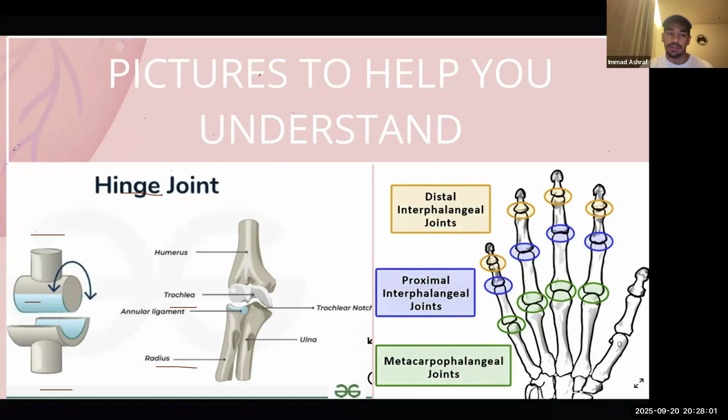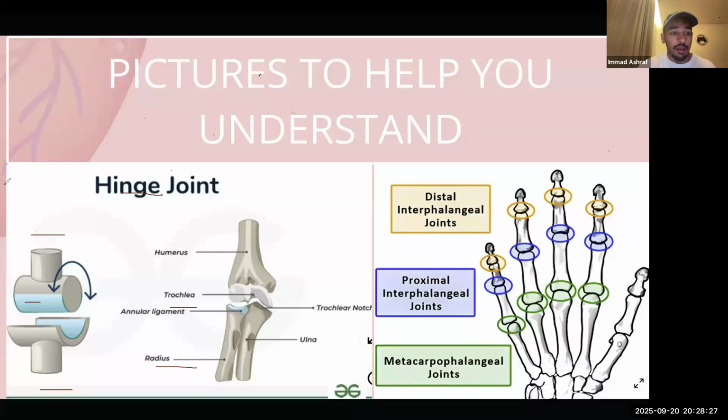So this is a hinge joint. Can someone give me an example of a hinge joint in the comments? Elbow. Nice. The elbow is a hinge joint, and it's pretty obvious. There's a cylindrical thing. It goes in flexion and extension, uniaxial, only one axis.